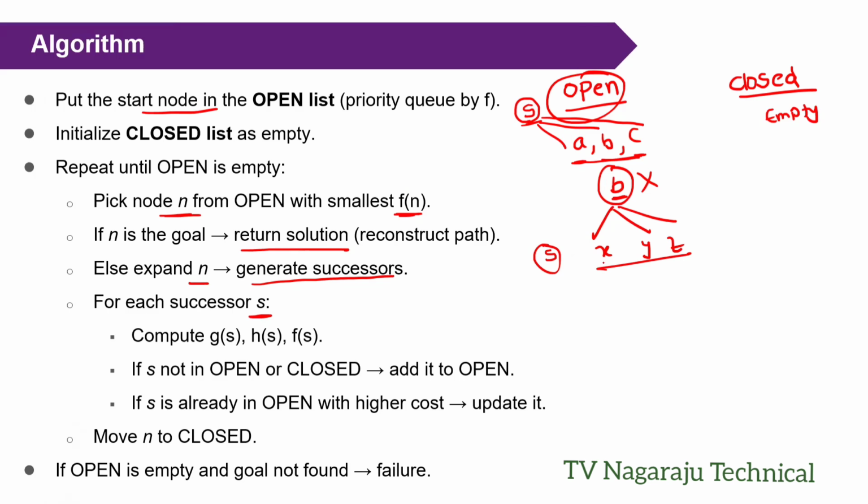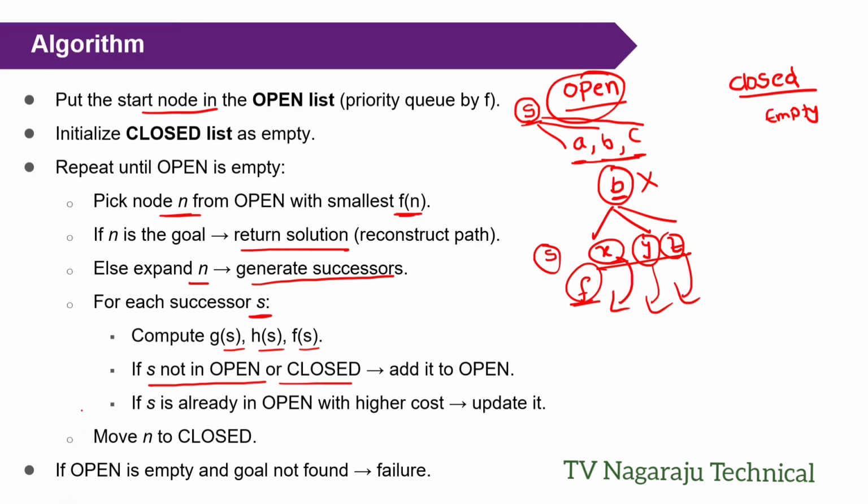Again, the same thing. For each successor, you need to calculate the g value, h value and f value. That is, you are calculating the heuristic value. And after calculation, if the node is not in open or closed, that means till now you have not placed it, add X to the open list, add Y to the open list, add Z to the open list.